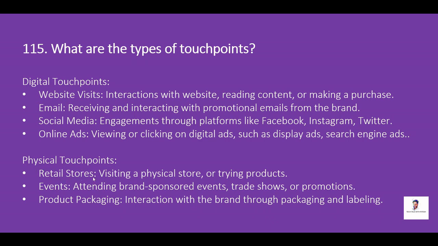Physical touch points: retail stores, visiting a physical store or trying products. Events: attending brand sponsored events, trade shows or promotions. Product packaging: interaction with the brand through packaging and labeling. So you see, digital is when the interaction is happening virtually through digital platforms. Physical is when we are actually visiting or attending an event or something.